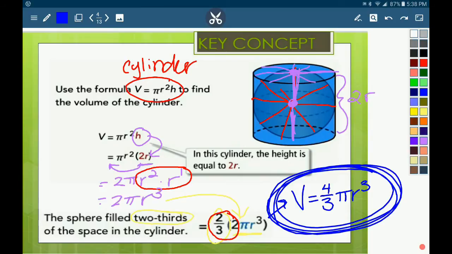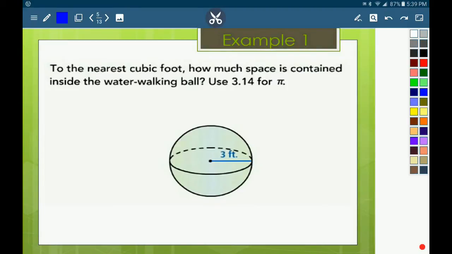Okay, now I do want you to memorize these. We are going to make flashcards and memorize all the formulas, but if you ever forget one, you can think logically about how one was created, how the volume of a sphere was created from a cylinder. So let's take a look at our first example.